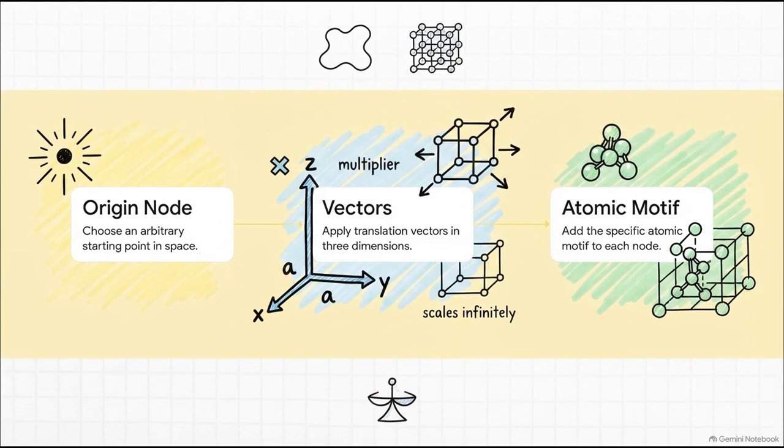Let's see how this builds our crystal mathematically, step by step, from a single point into a full 3D structure. Step 1, we just pick an origin node. It's an arbitrary starting point. Step 2, we apply translation vectors in 3 dimensions. In crystallography, we call these vectors a, b, and c. By multiplying these vectors by whole numbers, we map out every single node in our 3-dimensional grid, creating what we call a unit cell, which is literally the smallest repeating volume of the entire crystal. And then step 3, we just add our atomic motif to each of those generated nodes. It's elegant, it's precise, and it scales infinitely.